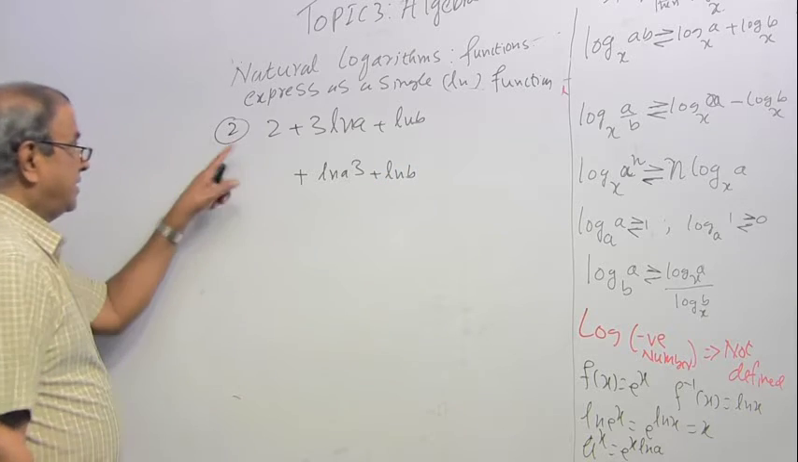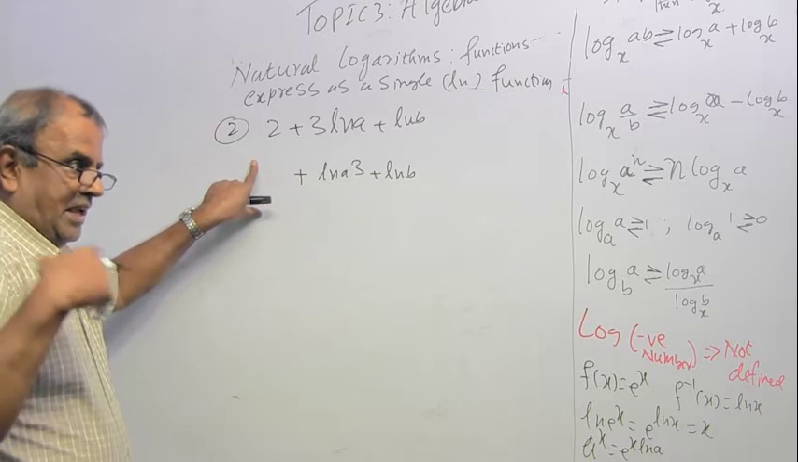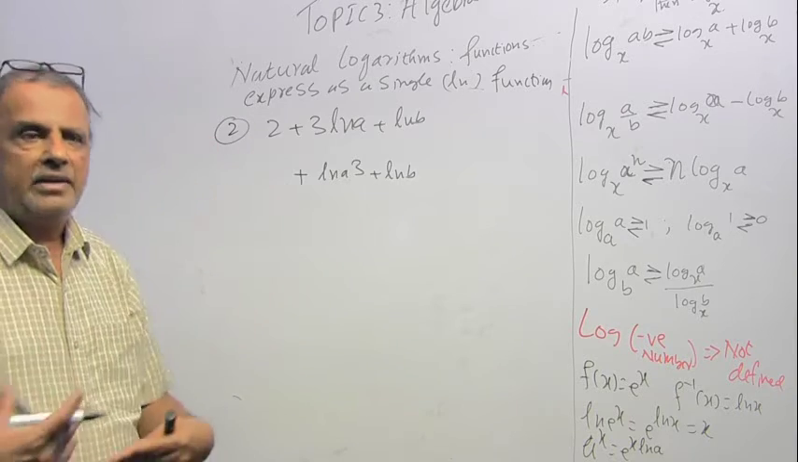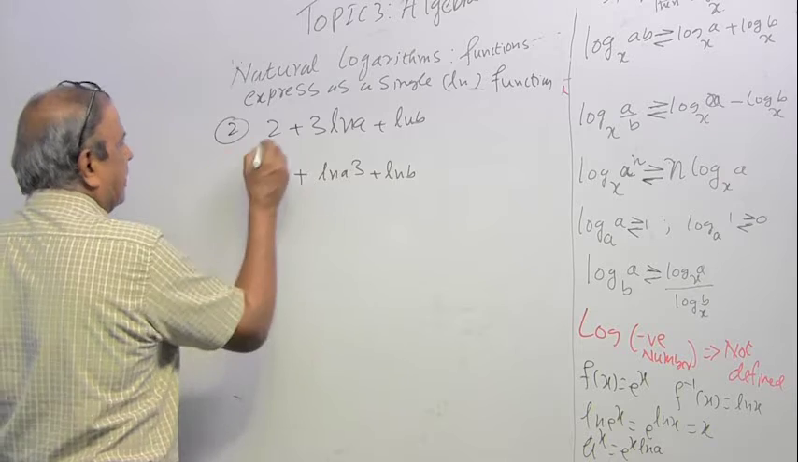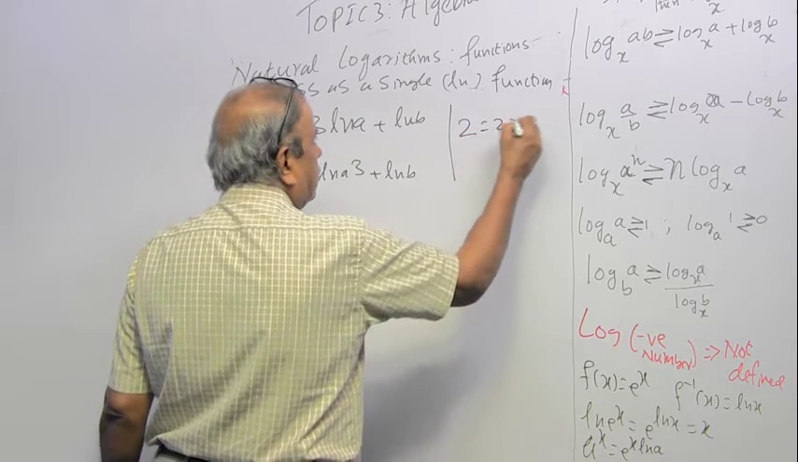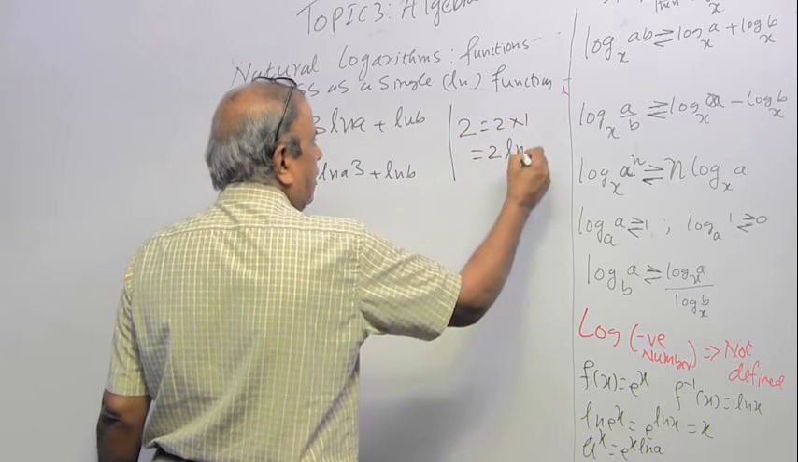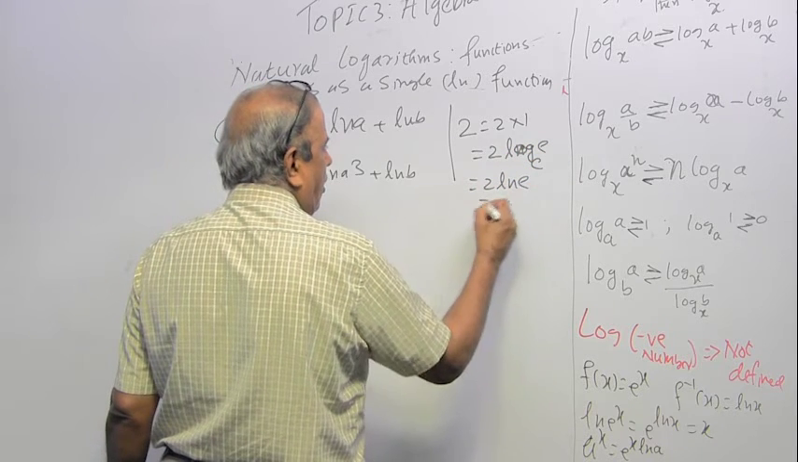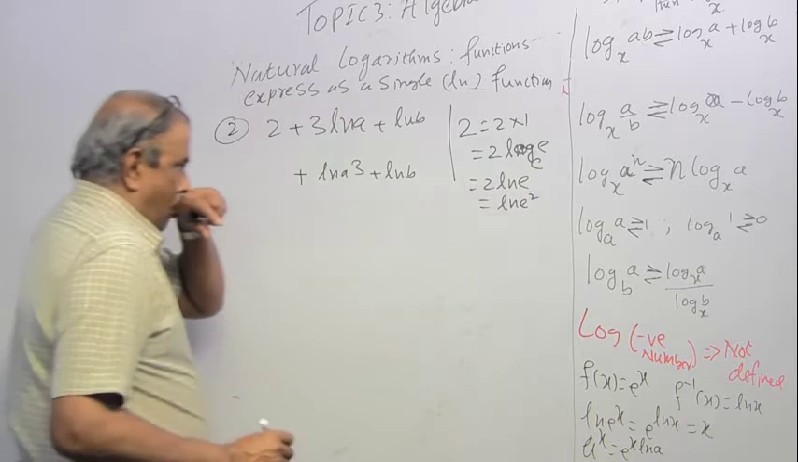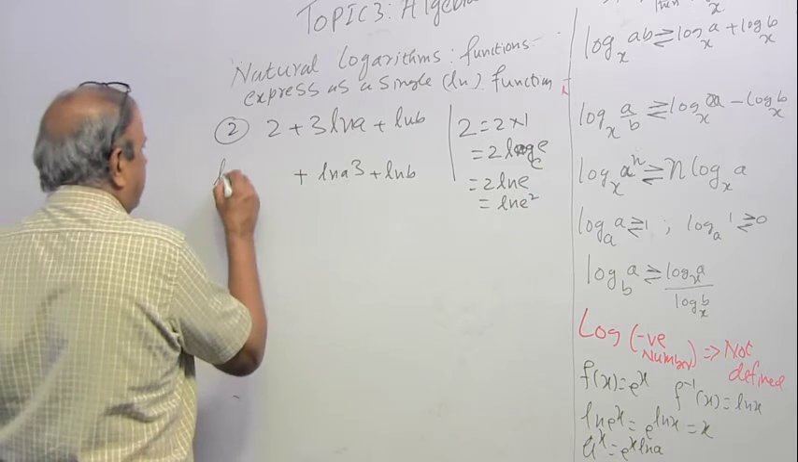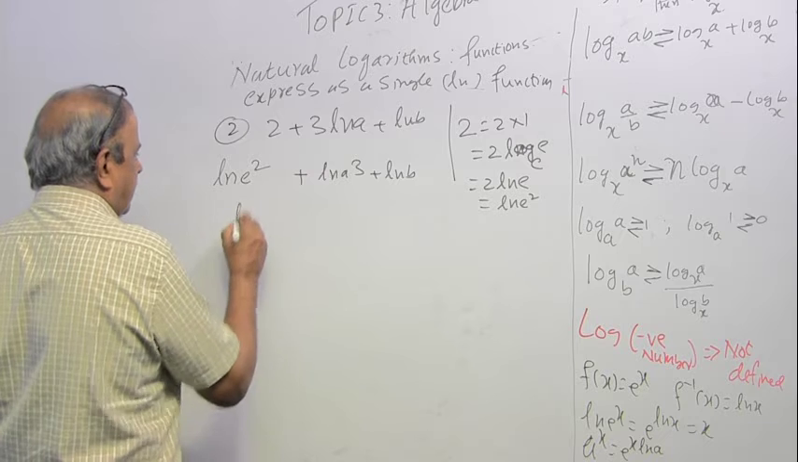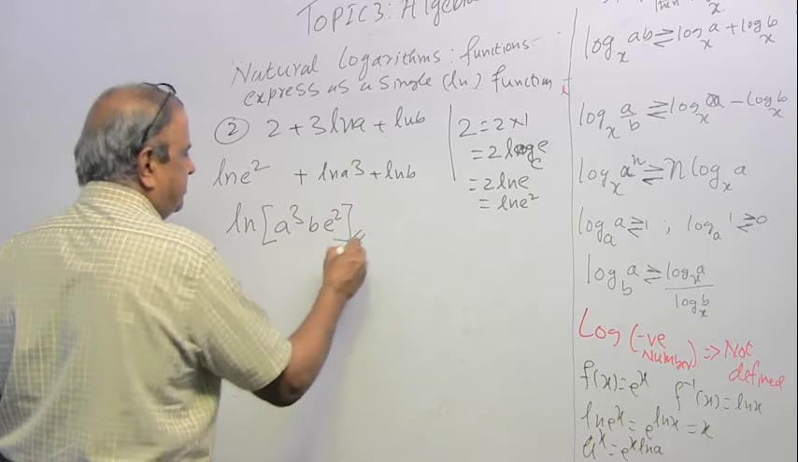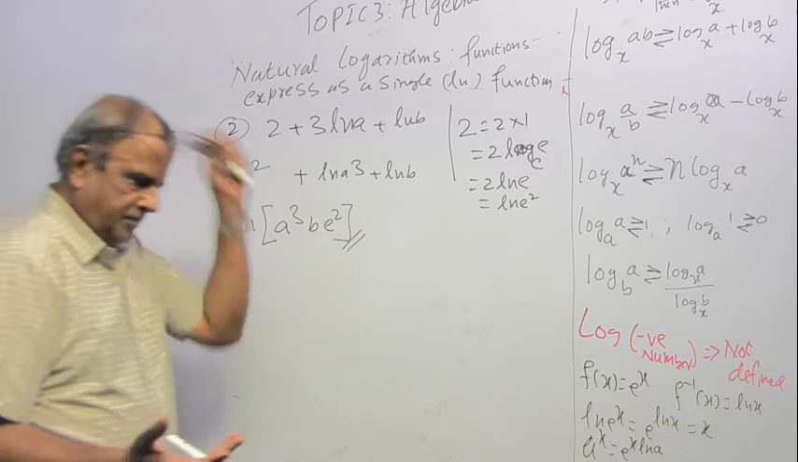Thank God for that. But the number 2. If it was 10, I would say log 10 to base 10. But I have got ln, so I can call it, 2 equal to 2 times 1, which is 2 log e to base e, or 2 ln e, or ln e squared. You can simplify only when you have ln's. So that's ln e squared. So that's ln of a cube b e squared. There you have simplified it into 1 ln. Good.